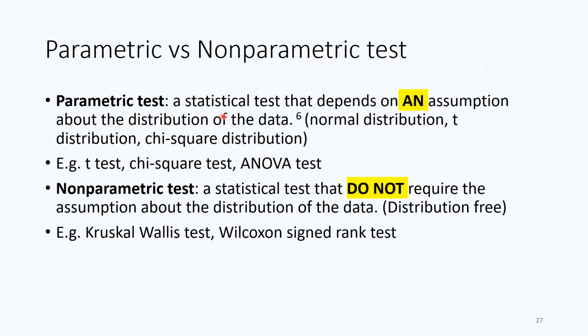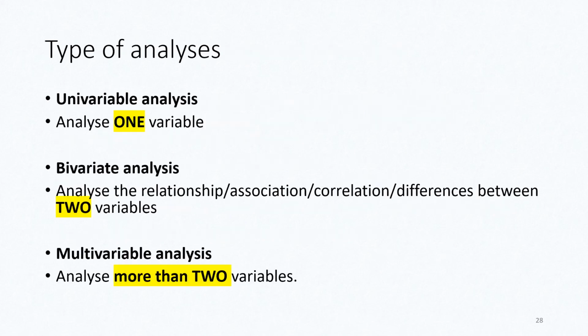Parametric test means a statistical test that depends on assumptions about the distribution of the data. For example, normal distribution, t-distribution, chi-square distribution. Test examples are t-test, chi-square test, ANOVA test, etc. Non-parametric test is a statistical test that does not require assumptions about the distribution of the data. For example, Kruskal-Wallis test, Wilcoxon signed-rank test.